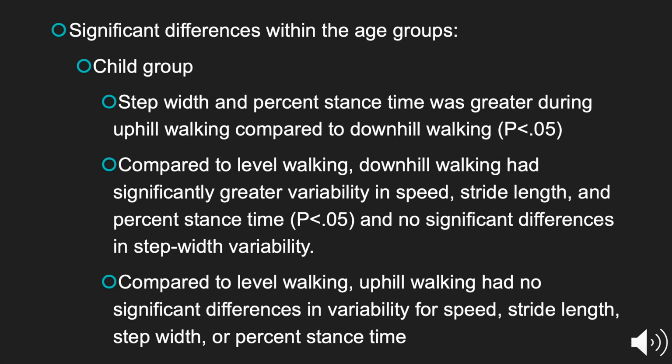There were several significant differences within the age groups. For the child group, step width and percent stance time was greater during uphill walking compared to downhill walking. Compared to level walking, downhill walking had significantly greater variability in speed, stride length, and percent stance time, and no significant differences in step width variability. Compared to level walking, uphill walking had no significant differences in variability for speed, stride length, step width, or percent stance time.